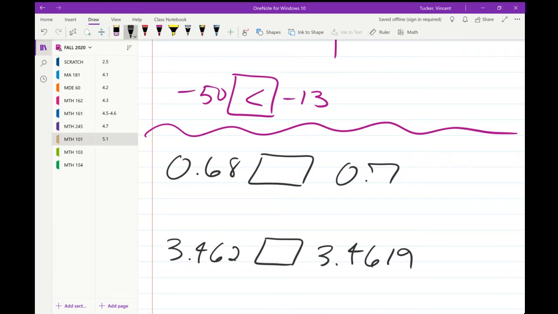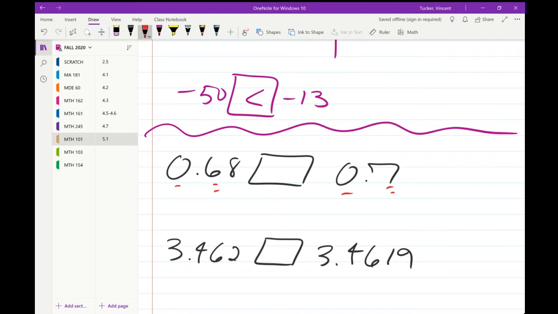All right, so looking at these two, the way you want to do it is compare your place values from left to right and compare the same place values until you get to something that's different. So you have 0 and 0, so nothing's different here. You have 6, and then you have 7. So once you get to something different, it doesn't matter what comes after it. The number that's greater is the greater number.